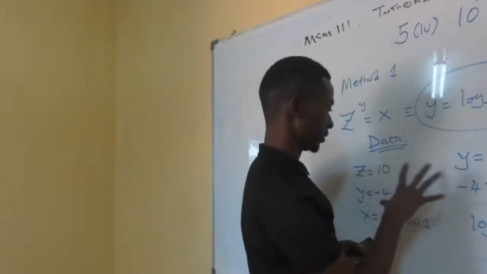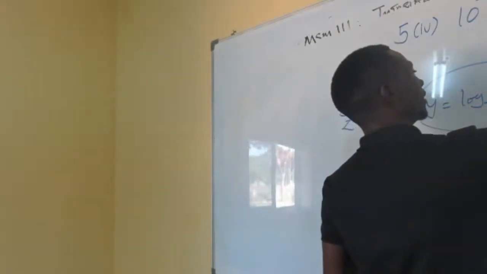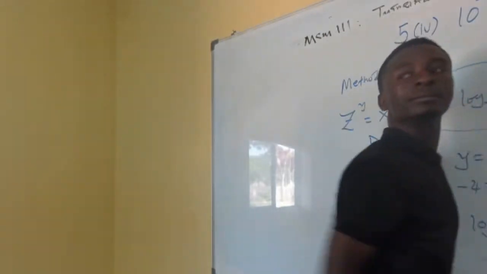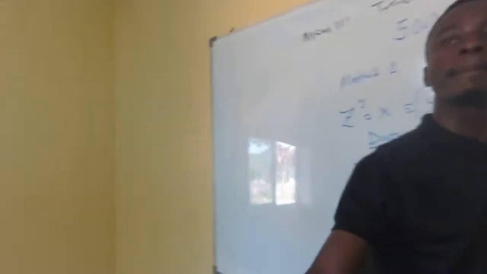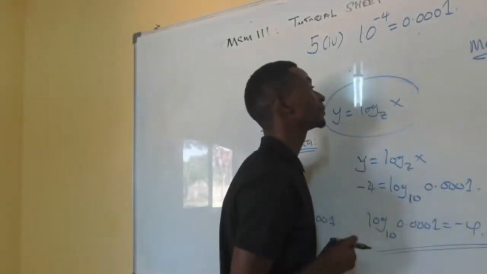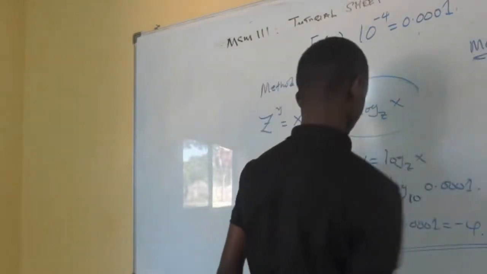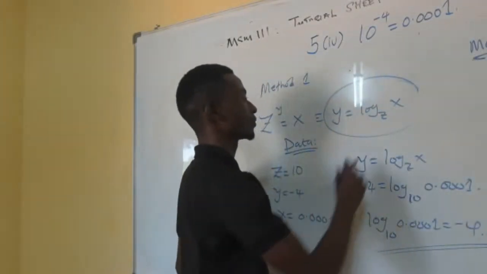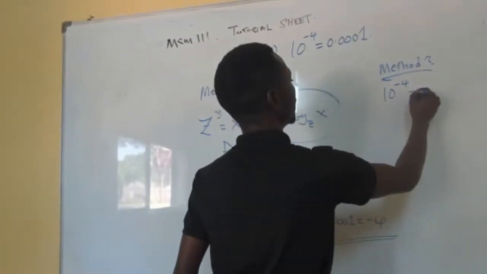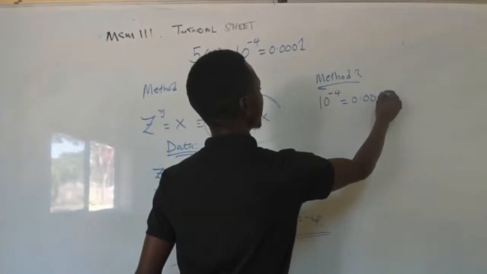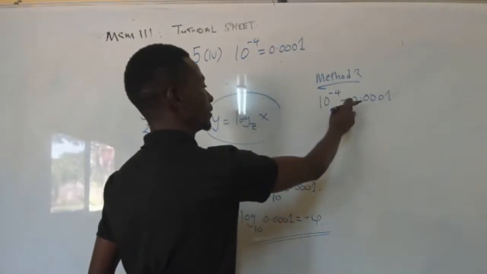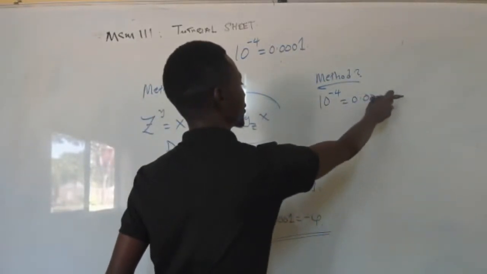So, okay, so we say method 2. We have 10 to the power negative 4 equal to 0.0001.